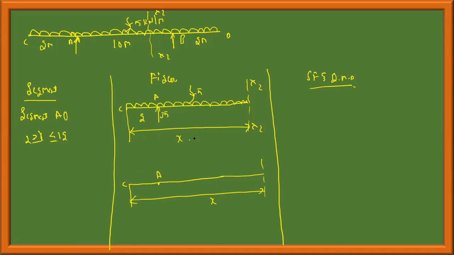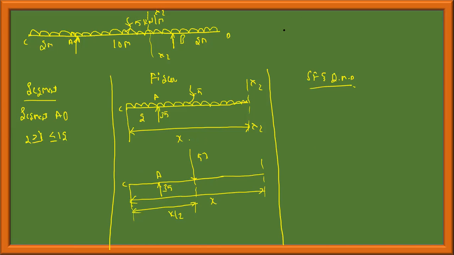Therefore, the magnitude of the load will be 35 as it is. Magnitude of UDL, this is 5x. This will be at the centroid, 5x. This is at a distance x by 2. The remaining distance is x by 2.